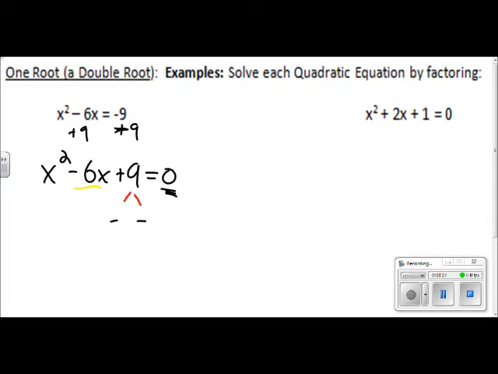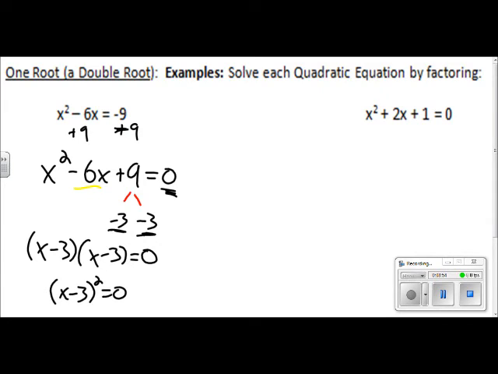So if we know that we need two negatives, and they need to be factors of 9 that add up to 6, the only two that work are negative 3 and negative 3. So we know that we have x minus 3 as one of them, and x minus 3 as the other one, and it's still set equal to 0. Now at this point you might notice that this can also be written as x minus 3 squared equals 0. That's why it's just one root, because it only shows up one place here. We call it a double root because it shows up twice in this instance.